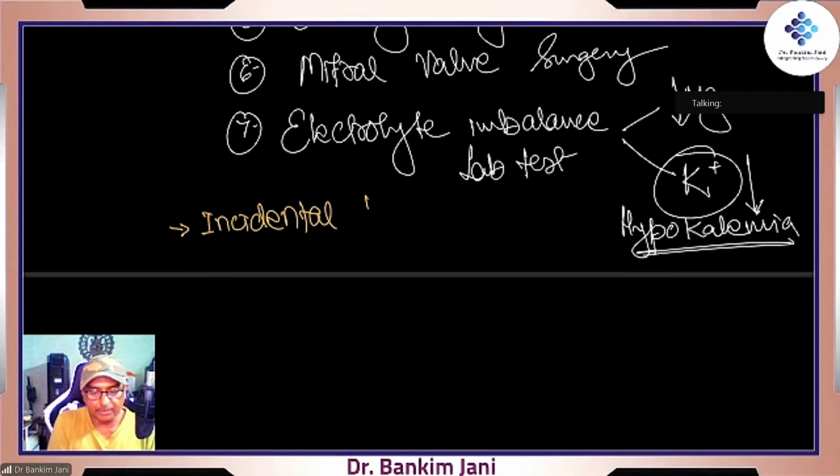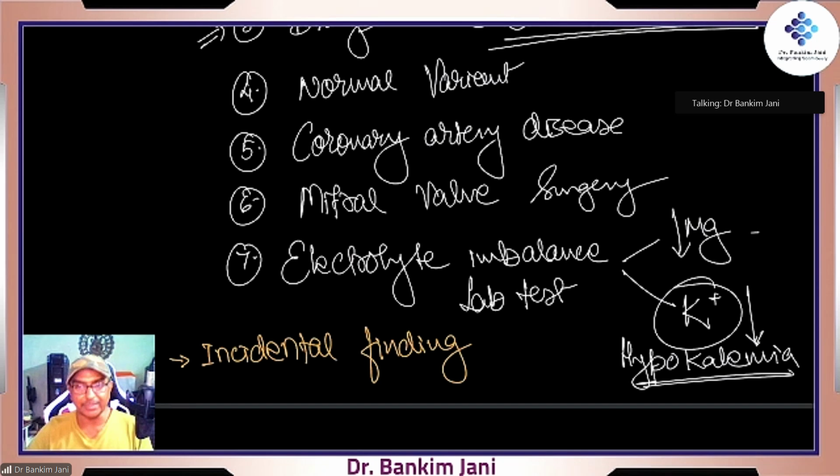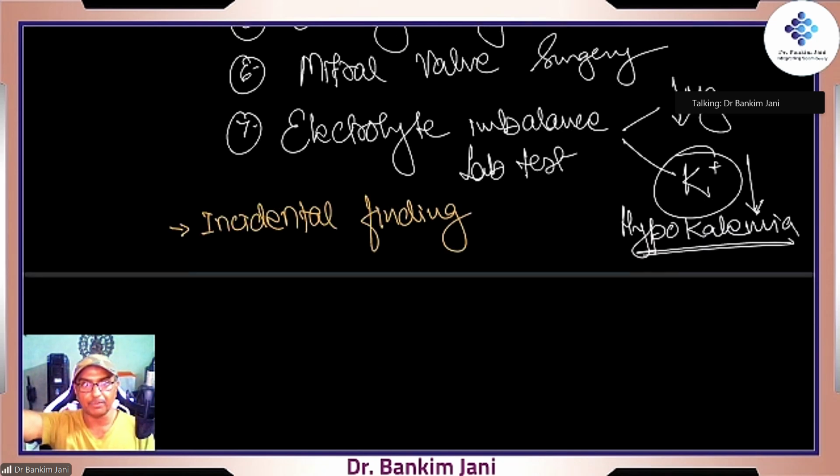Incidental finding. Incidental finding is when a patient has come for a fitness test. Increased vagal tone means the vagal nerve is stimulated. The vagus nerve is the 10th cranial nerve. It starts from the brain and comes all the way down up to the pelvis. This is a parasympathetic system. Rest and digest. So when it is stimulated, do you know what happens in the parasympathetic system?